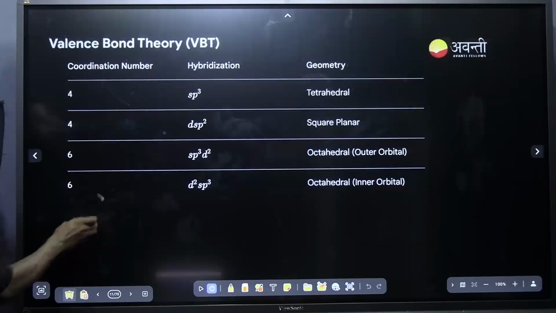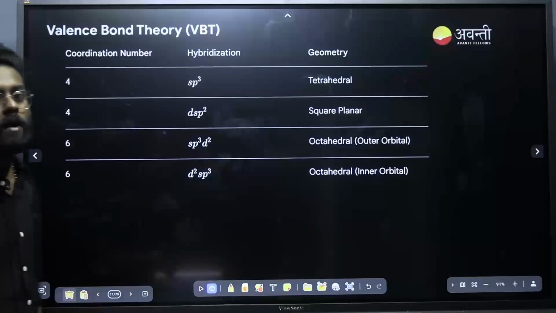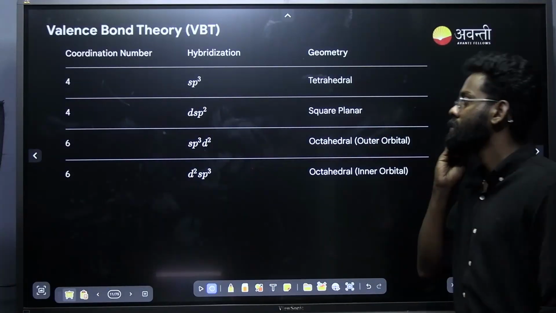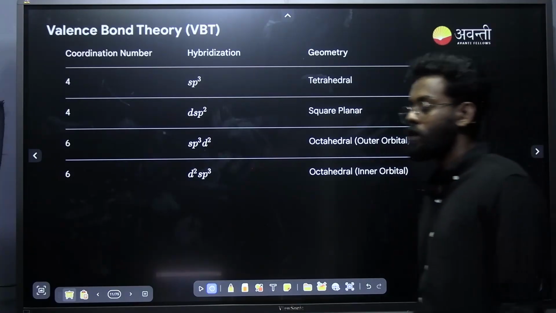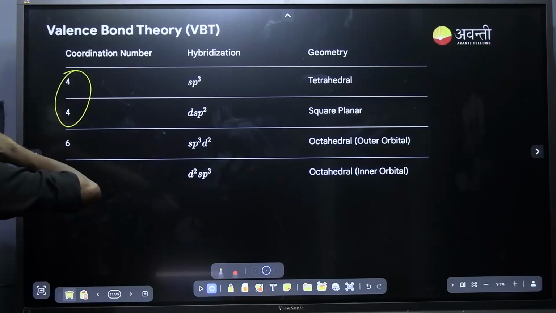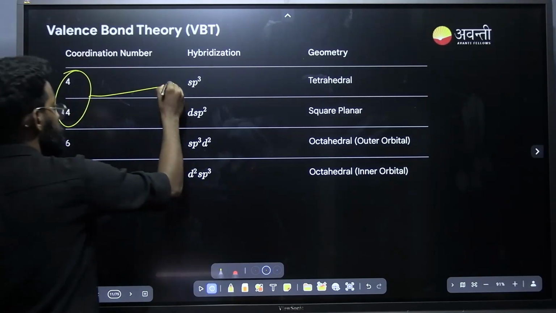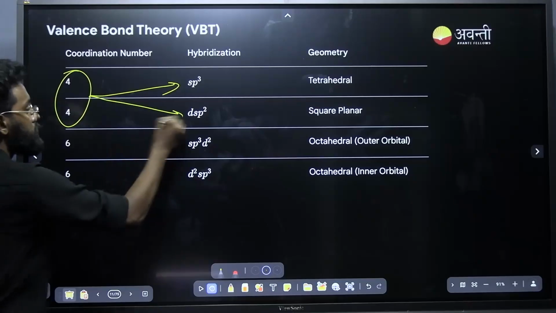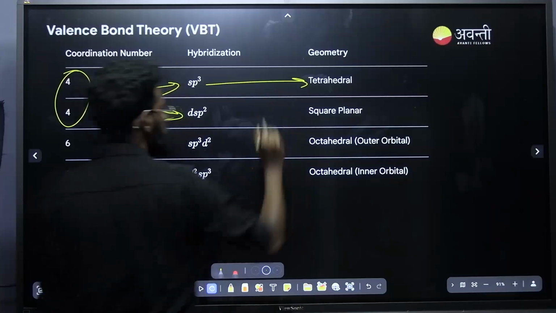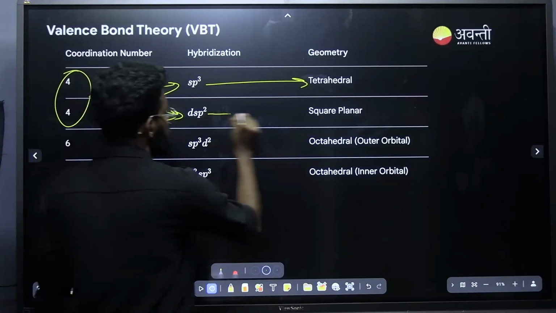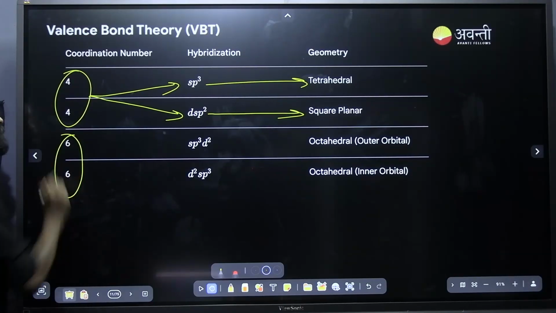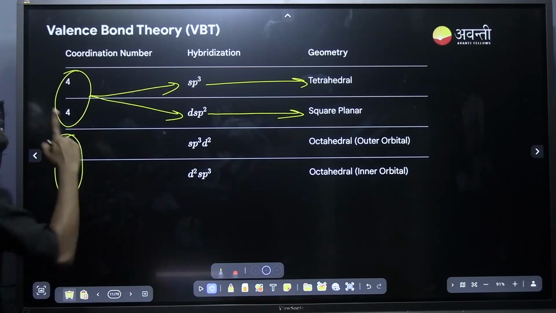I am not going into the theory or the points of it, because that is not required. Only from the exam point of view, this is the point that you have to note down. If the coordination number is 4, then there can be two types of hybridization. It can be either sp3 or dsp2. Remember that if the hybridization is sp3, the geometry is tetrahedral, and if it is dsp2, it will be square planar always.